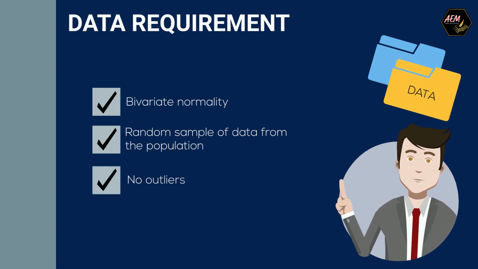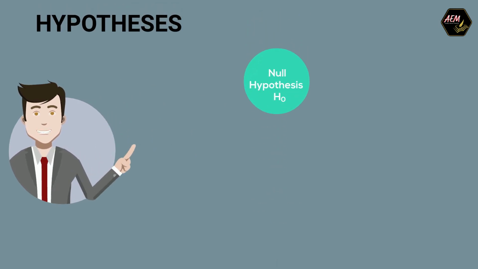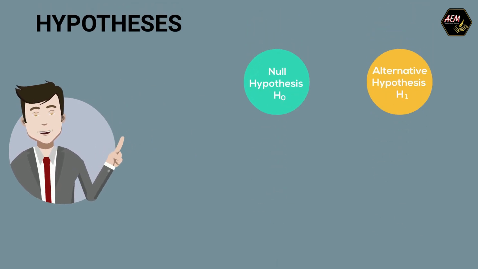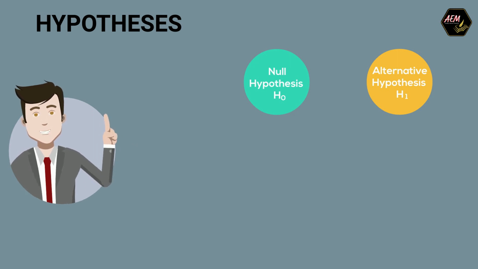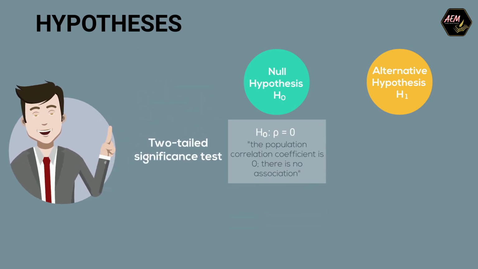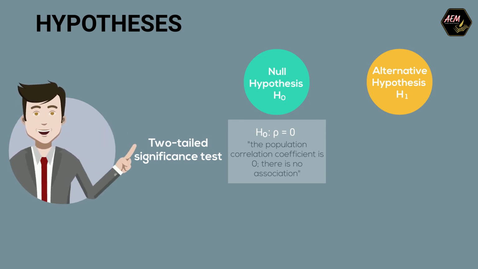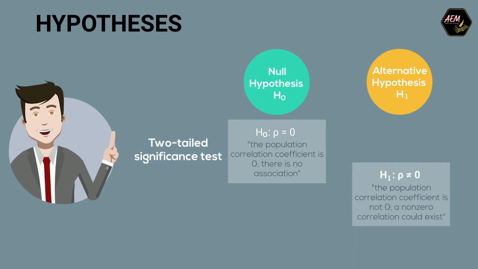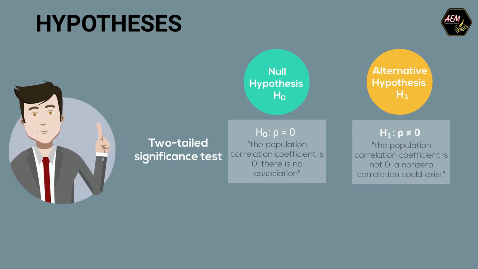7. No outliers. The null hypothesis, H0, and alternative hypothesis, H1, of the significance test for correlation can be expressed depending on whether a one-tailed or two-tailed test is requested. Two-tailed significance test. H0: ρ equals 0, the population correlation coefficient is 0. This means there is no association. H1: ρ does not equal 0, the population correlation coefficient is not 0. This means a non-zero correlation could exist.